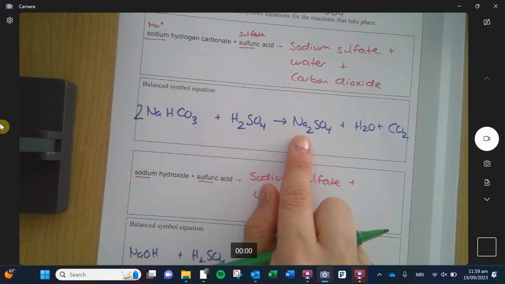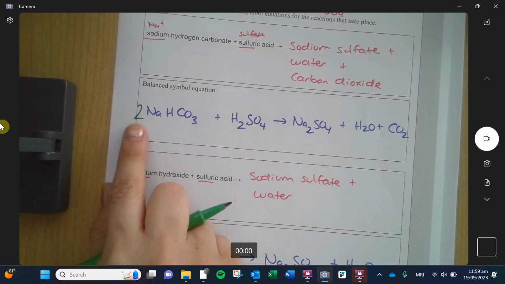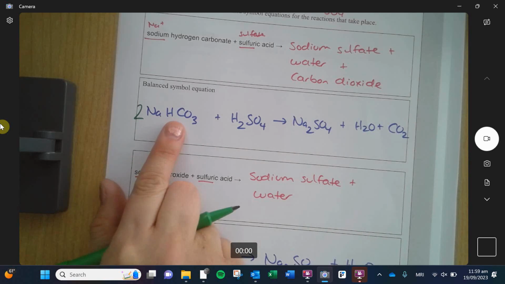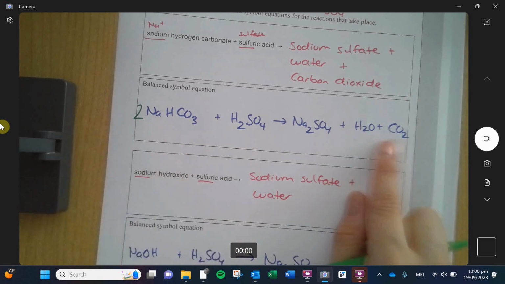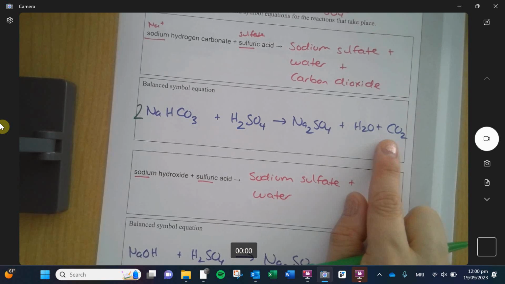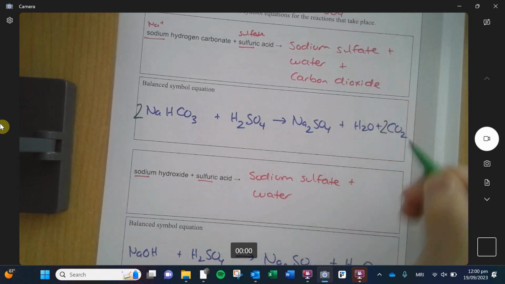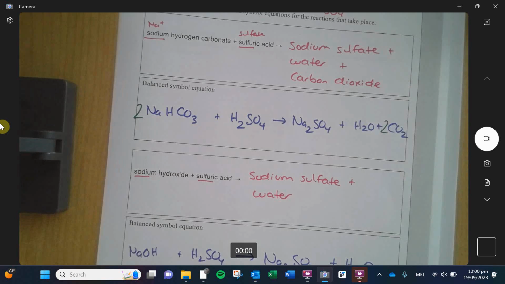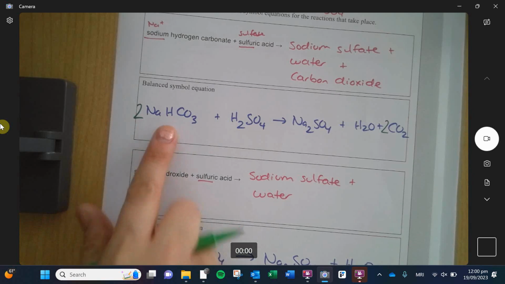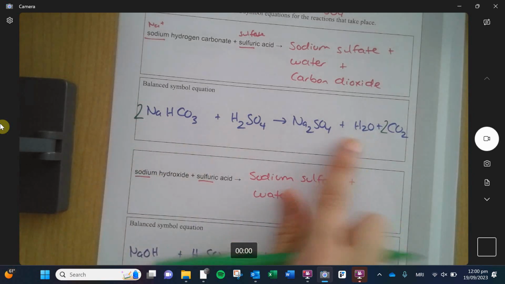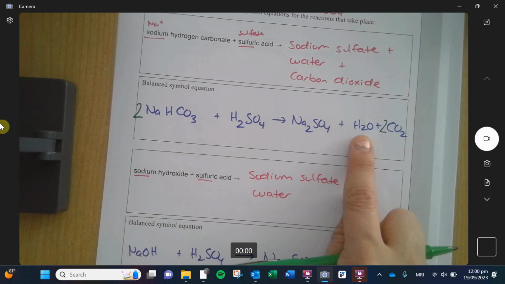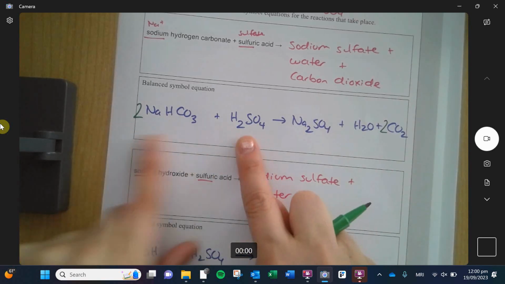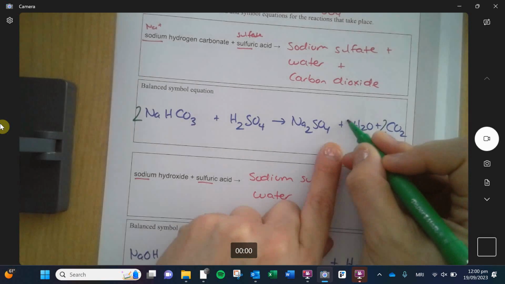Now that I've made that change with that 2 in front, I'm mindful that I have 2 carbons now. This side I only have 1. So I'm going to put a 2 in front of here. It's like a sequence of events. If I do one thing, then I have to do the others as well. Again, I have 2 hydrogens here and 2 hydrogens here, so that's 4 total on this side. I only have 2 on this side, so I'm putting a 2 in front there.